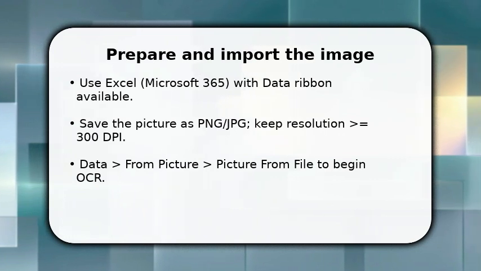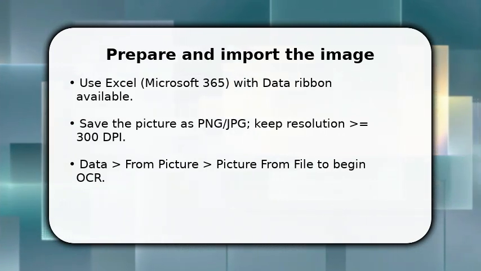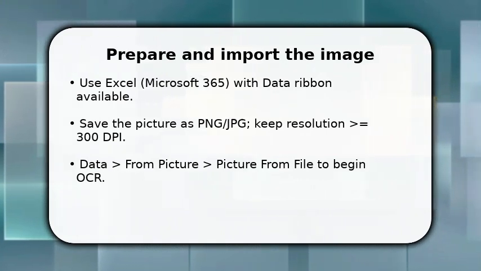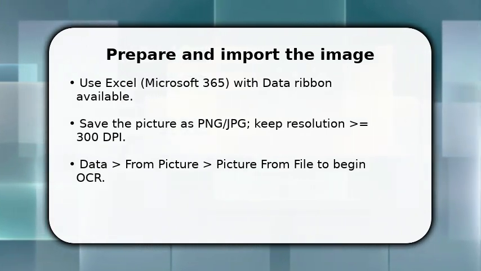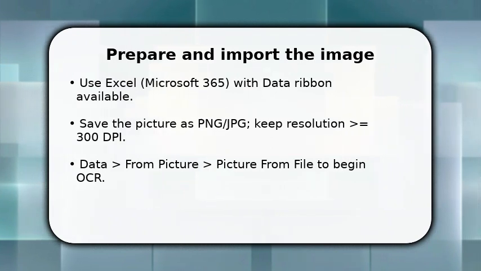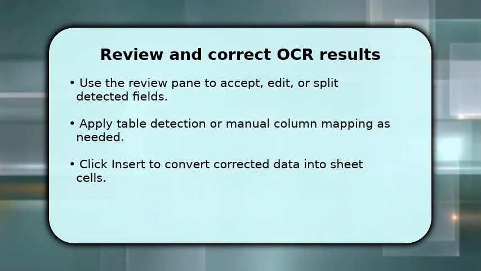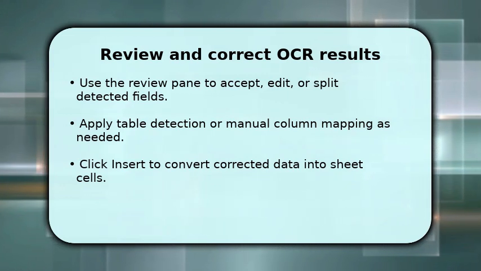Then go to Data, choose From Picture, and pick Picture from File. This launches Excel's image import tool that performs optical character recognition and prepares the image for conversion into cells. After import, Excel shows a review pane with detected text and a preview of the table.